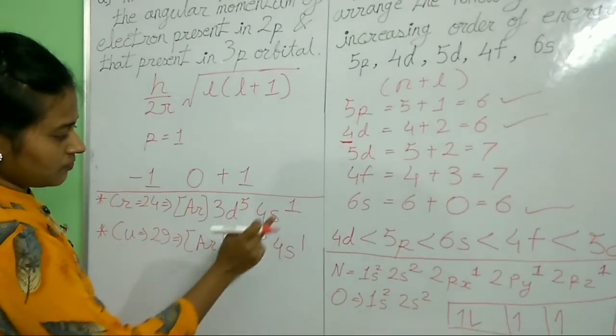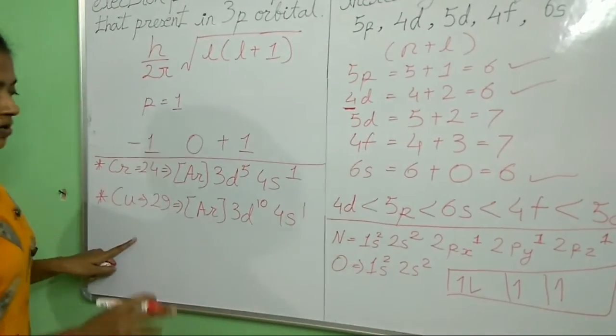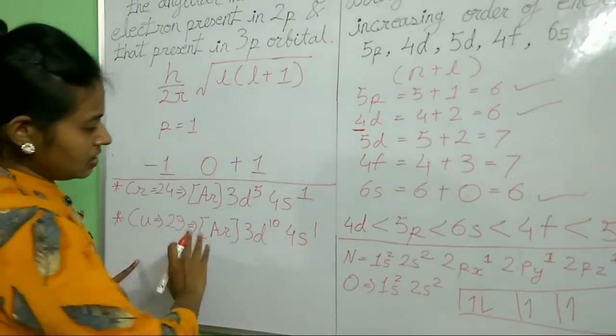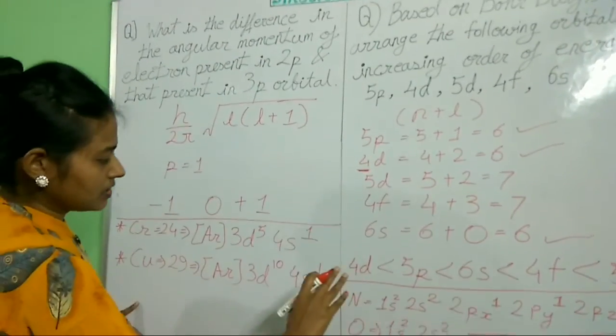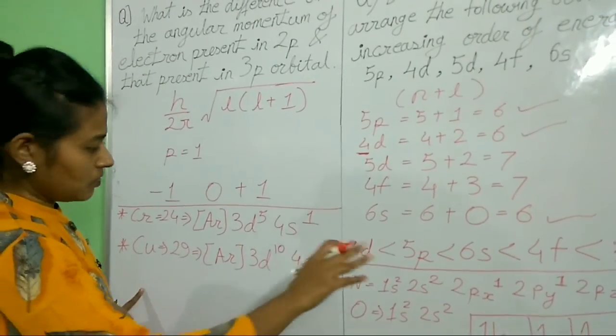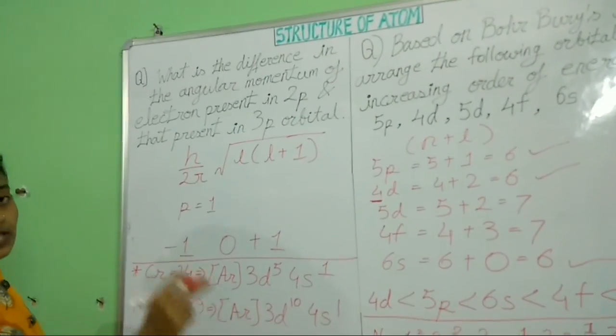Because see here 4s1 is being filled, and this happens because stabilization comes from the symmetrical filling of all the orbitals, and maximum exchange of energy between the orbitals. Understood? Look at it once more.